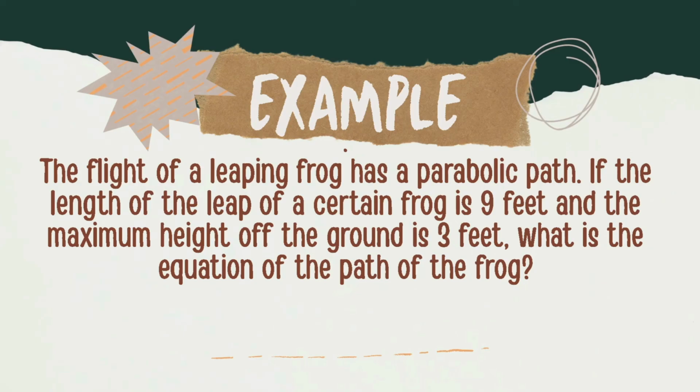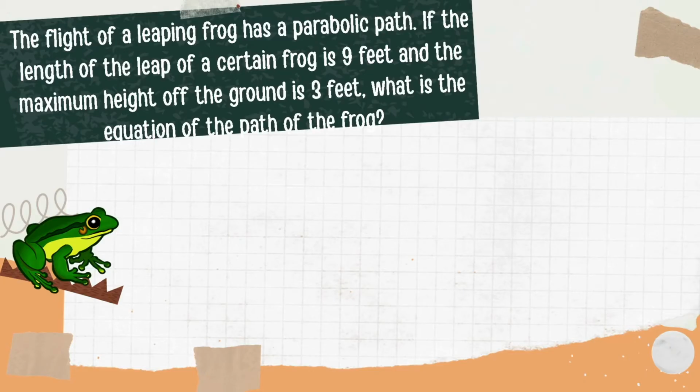And for our last problem, the flight of a leaping frog has a parabolic path. If the length of the leap of a certain frog is 9 feet and the maximum height of the ground is 3 feet, what is the equation of the path of the frog? So the leap of the frog is in a parabolic path with the length of 9 feet, and the maximum height of the ground is 3 feet. So this is the maximum height, 3 feet.